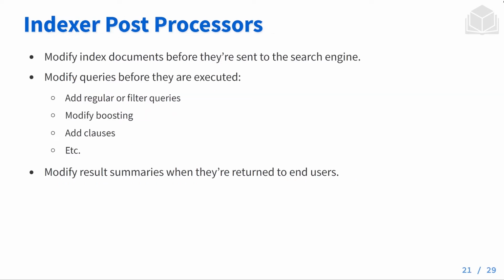For indexer post-processors, we can modify the index documents before they're sent to the search engine, and we can modify queries before they are executed. In this case, we can do things like add regular or filter queries, we can modify boosting, and we can add clauses. We can also modify result summaries when they're returned to the end users.